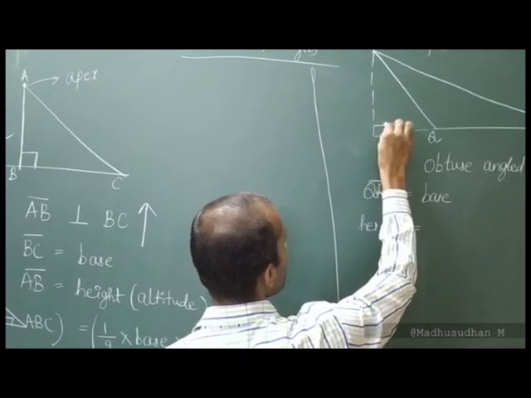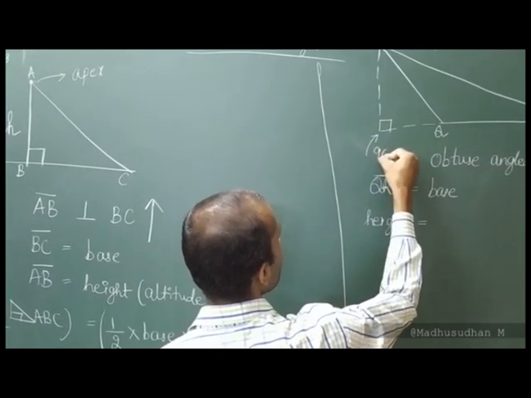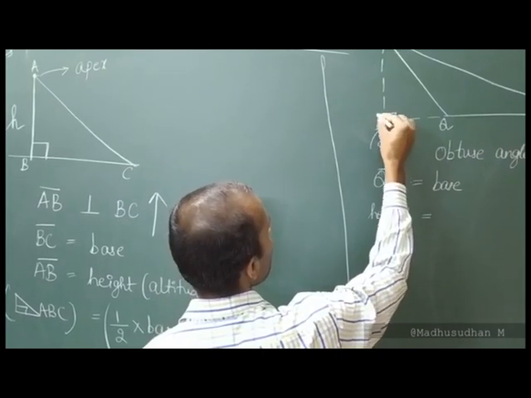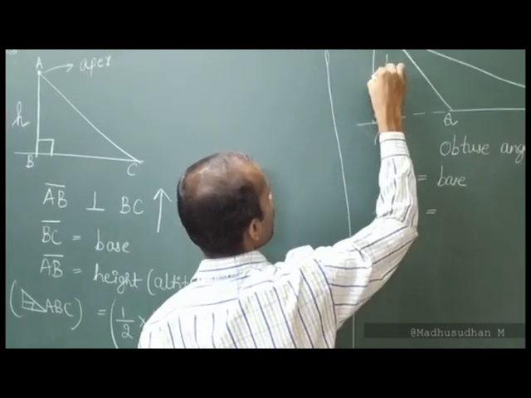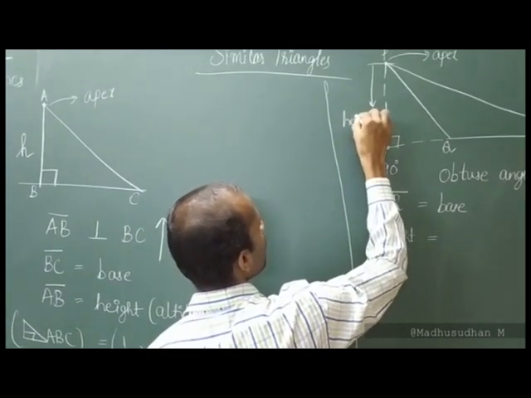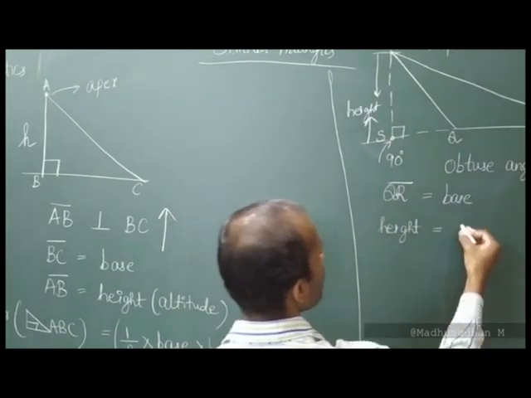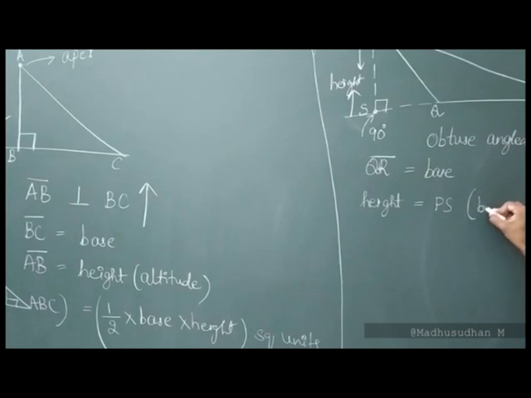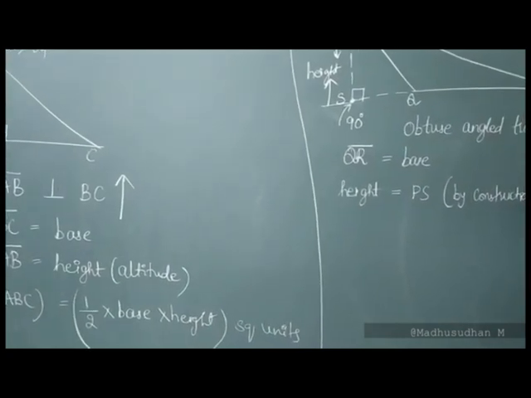So now I can get a perpendicular here. So this angle is equal to 90 degrees here. Let me call this vertex S here. So now this PS shall be my height. This shall be the height of this obtuse angle triangle. So what is this PS now? Construction, right? So this is by construction.